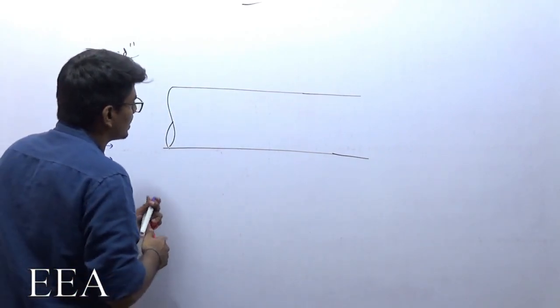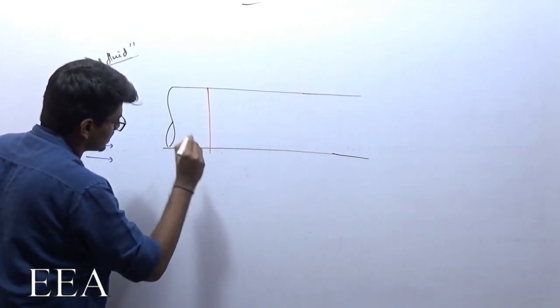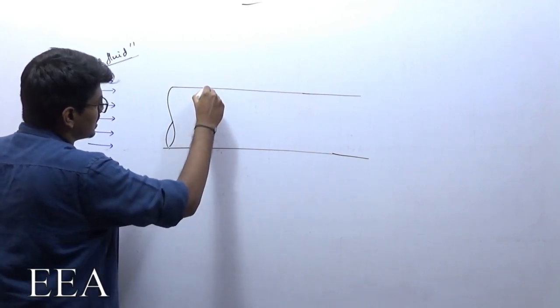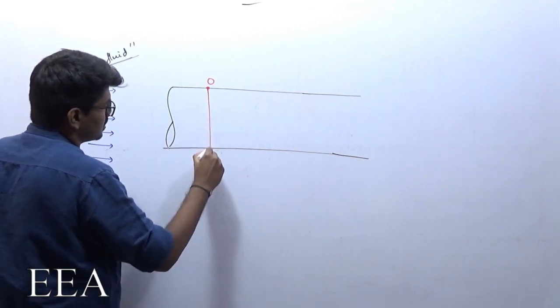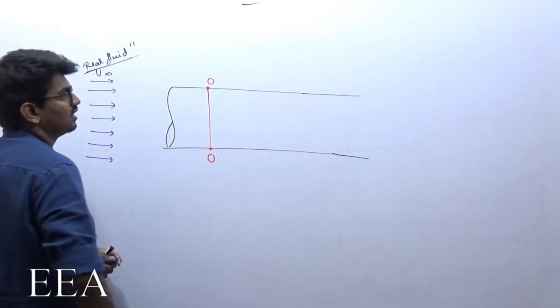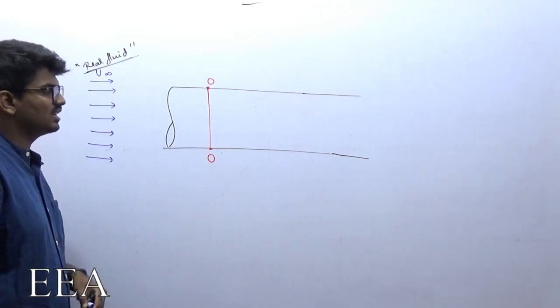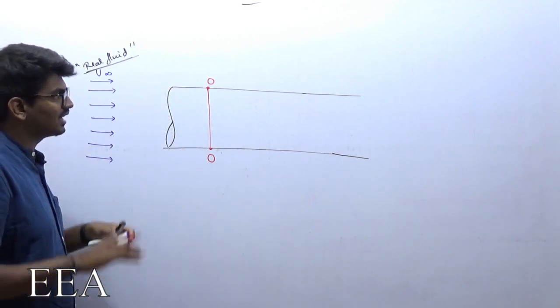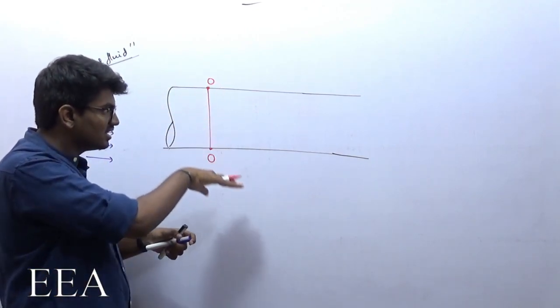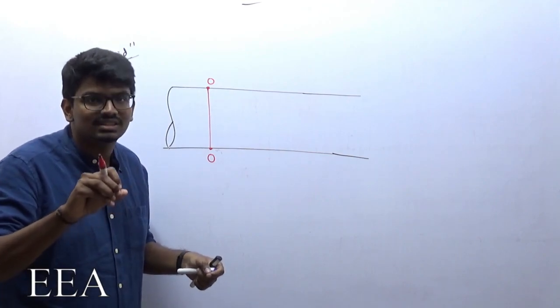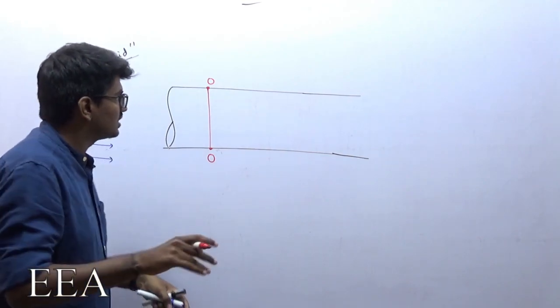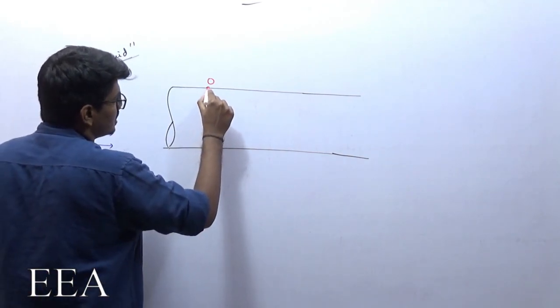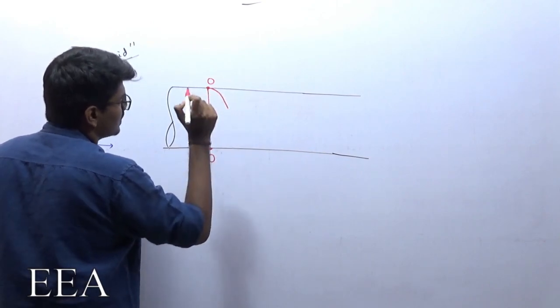So let me take a section like this. Here the velocity is going to become zero. This is pretty much clear, right? I'm just drawing top and bottom, but in fact it is three-dimensional. You need to imagine this. It is three-dimensional, and the velocity profile which I'm going to get will also be three-dimensional.